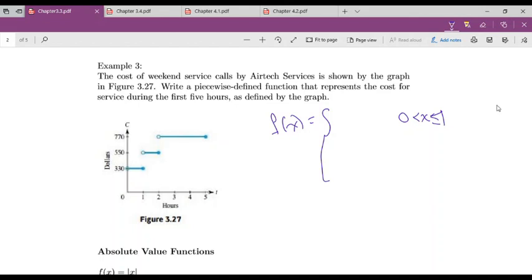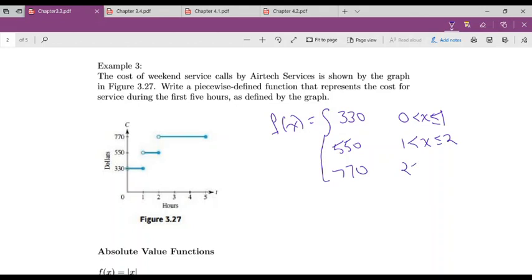Alright. So from 0 to 1 it's 330. Okay. From 1 to 2 it's 550. But it's not equal to 1 on the second part. It's strictly greater than 1. But it is equal to 2. Okay. And then from 2 all the way to 5, it winds up being 770.